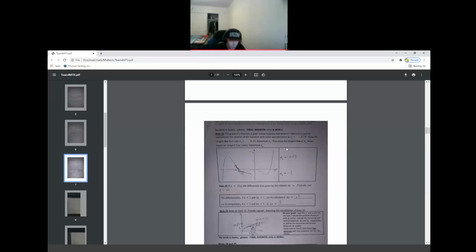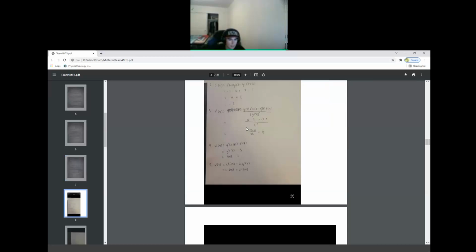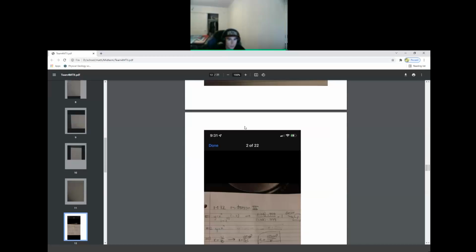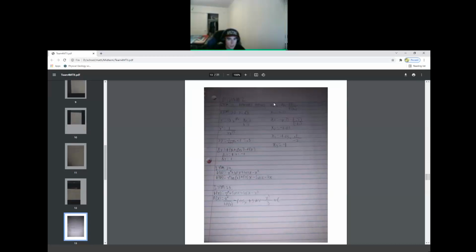So what I did here is x1 is negative 0.75. I found that point on the graph, which is right about here, and I graphed the tangent line, just kind of eyeballed it. That gave me the right number to plug into the Newton's method formula, which is right here: x sub n plus 1 equals xn minus f of xn over f prime of xn.